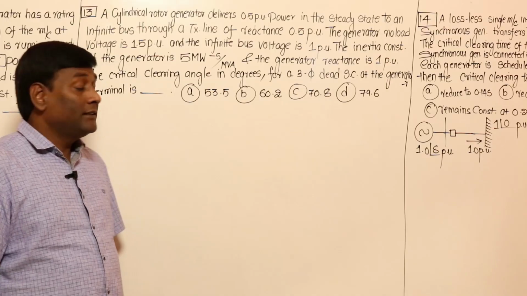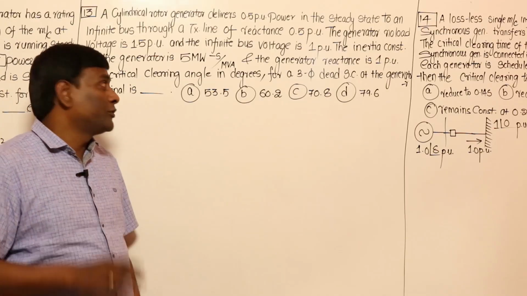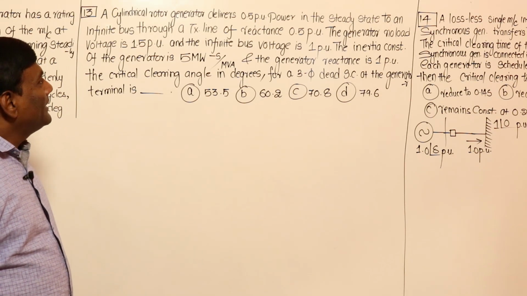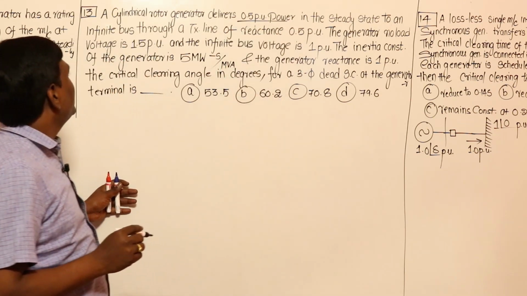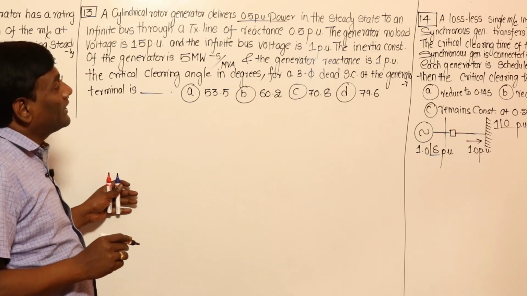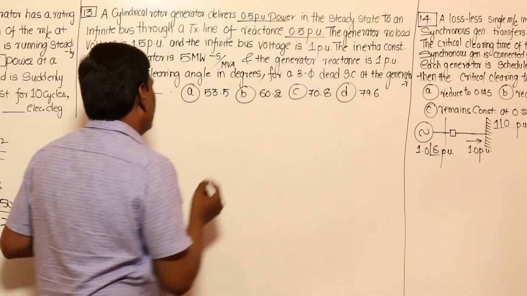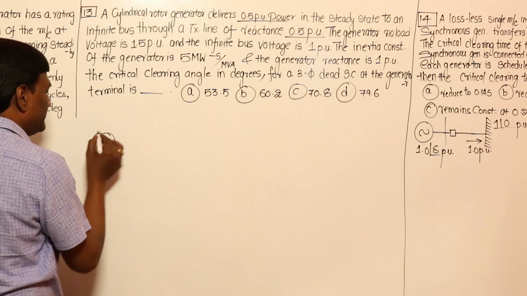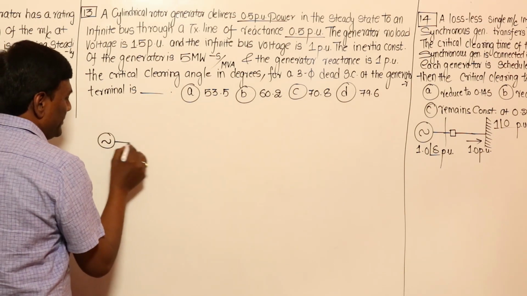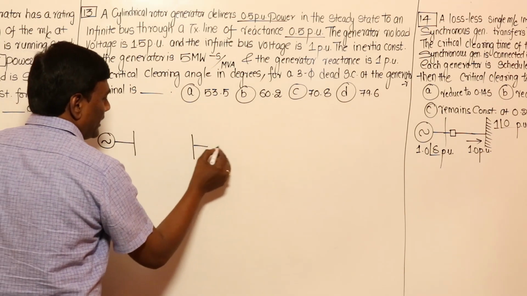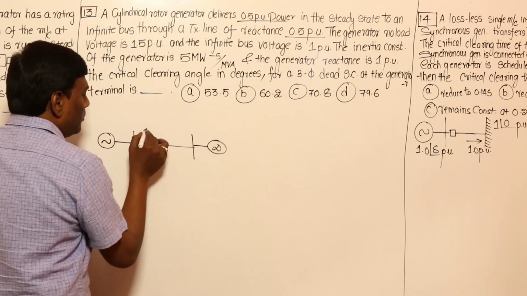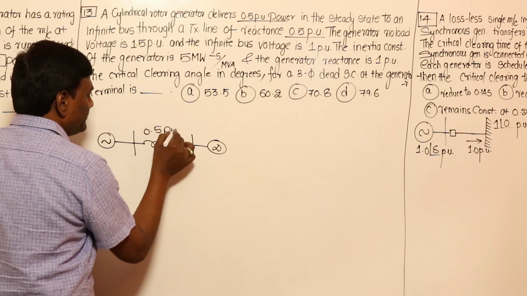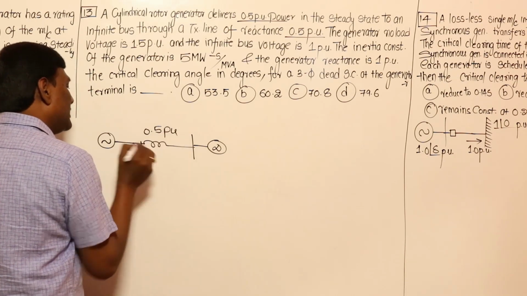Now let us see, this problem is going to be actually a very beautiful problem. A cylindrical rotor generator delivers 0.5 per unit power in the steady state to an infinite bus through a transmission line reactance of 0.5 per unit. In the sense, this is the generator, and this generator is being supplied to a transmission line. After the transmission line, the infinite bus is there, and here this is 0.5 per unit.